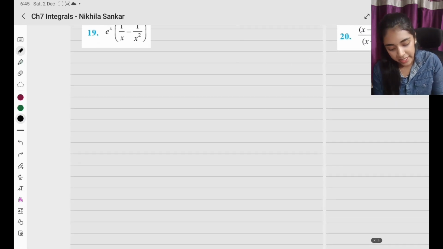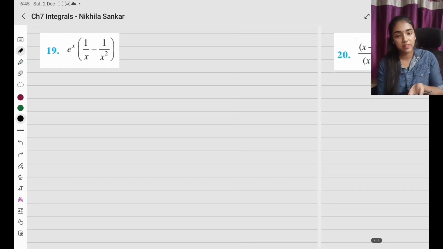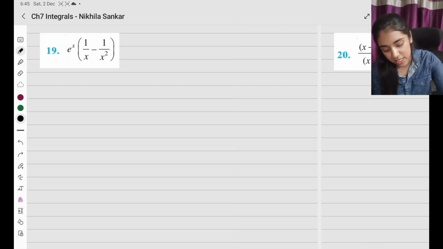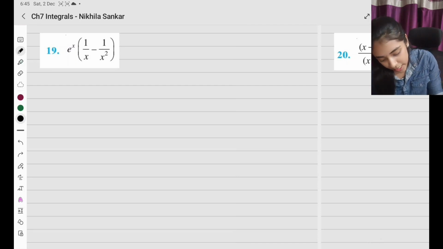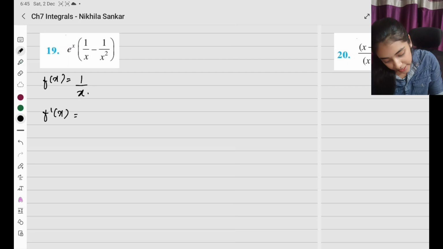Question number 19. This is directly visible just by looking at it. So e to the x times 1 by x minus 1 by x square. So this is directly of the form. I can take f of x to be 1 by x. So f dash of x, if we differentiate this, what do we get? x to the minus 1.